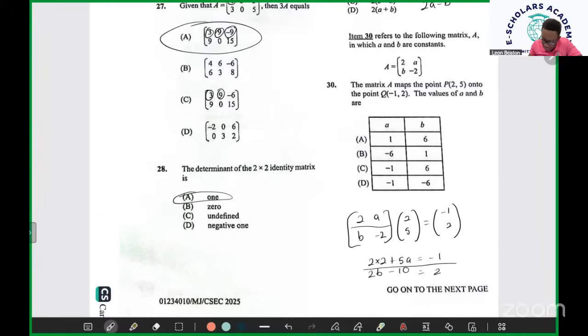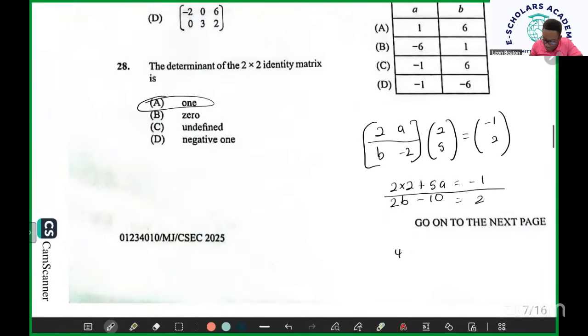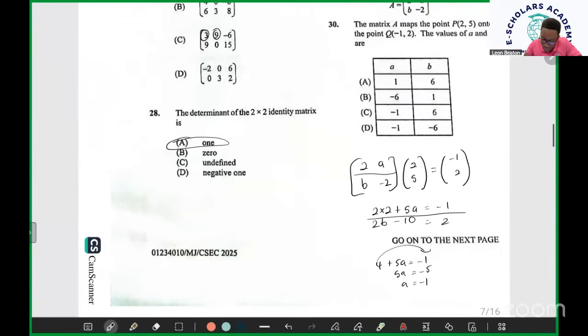So let me work on the top piece. I have 2 times 2 is 4. 4 plus 5A is equal to negative 1. So 5A would be equal to, we take over this 4, it becomes minus 4, so this is a negative 5. So A is equal to negative 1.